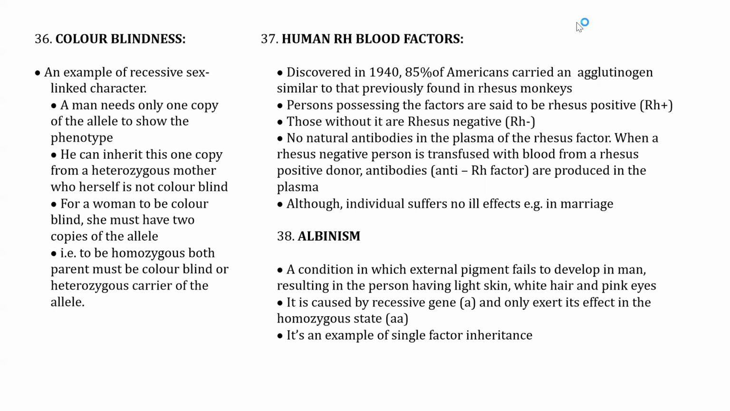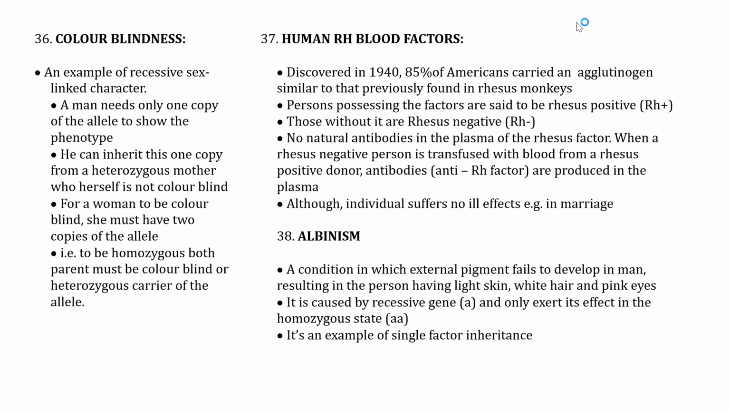Rhesus factor. It was discovered in 1940. 85% of Americans carried an agglutinogen similar to that previously found in the rhesus monkey. The persons possessing the factor are said to be rhesus positive. So if you have the factor, you are rhesus positive. Those without it are rhesus negative. If you don't have it, you are rhesus negative.